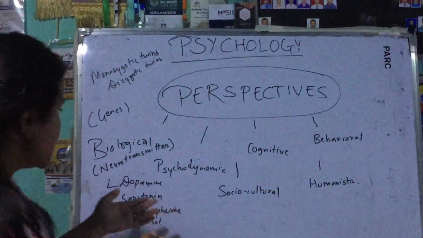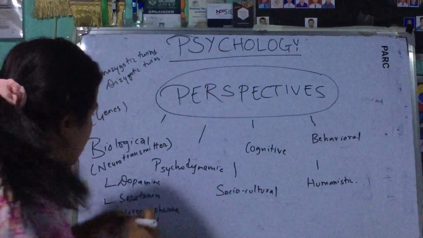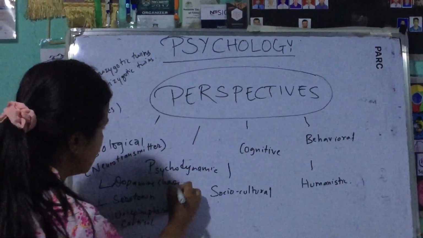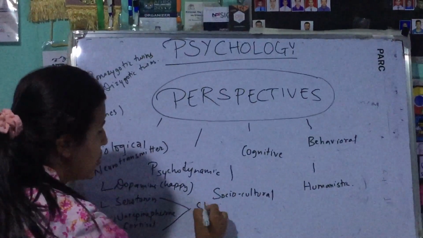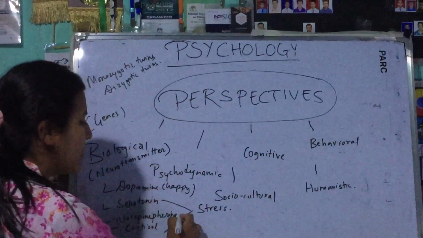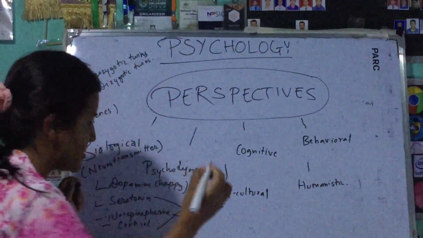For example, dopamine is often known as the happy chemical. We call it the happy chemical. Serotonin and cortisol, we call stress hormones, whereas norepinephrine regulates our nervous system.